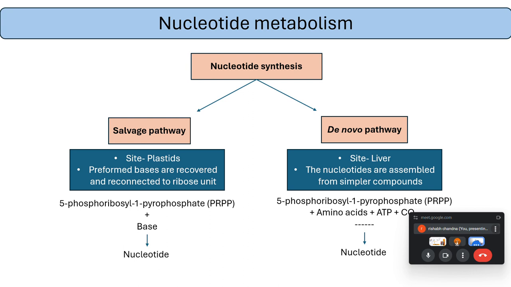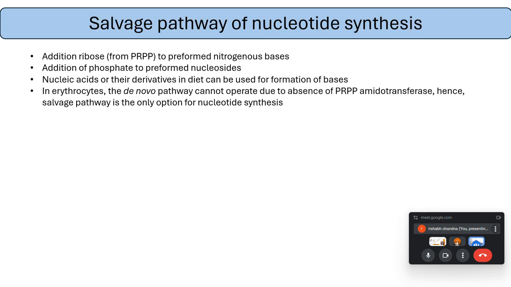The salvage pathway uses PRPP, the precursor for ribose 5-phosphate. It yields ribose 5-phosphate, which attaches with the base to form the nucleotide. This is particularly the simplest pathway for synthesis of nucleotides. So, just a brief introduction.